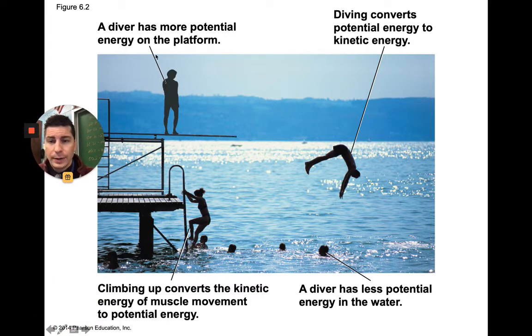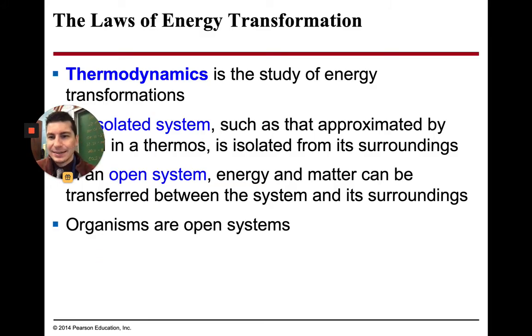The person all the way up top here has a whole lot of potential energy because they have the potential to move down. The people in the water have a lot less potential energy because they're already at, I guess, the ground floor. Although if they drowned, I guess you could still consider that potential energy. They'd be moving down, but anyway.